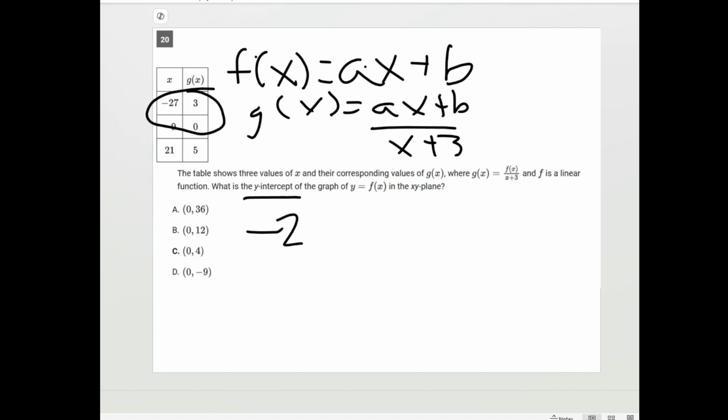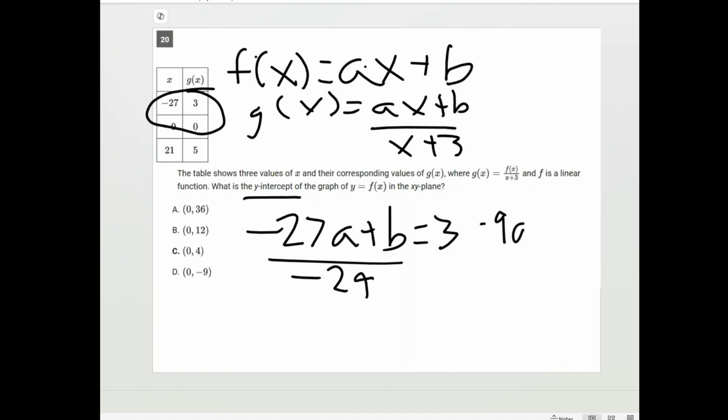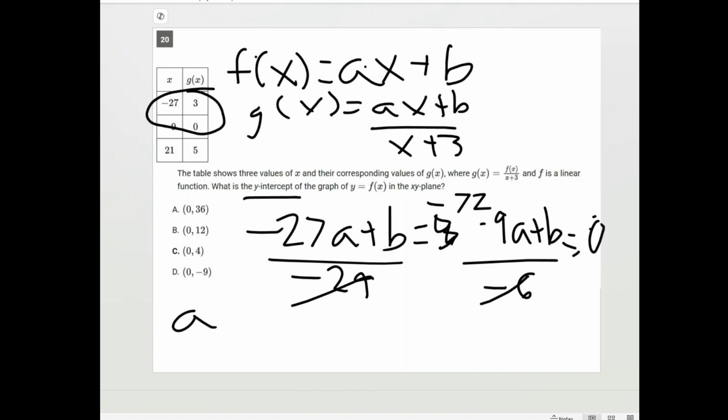So we have 27a plus b divided by negative 24 equals 3, and negative 9a plus b divided by negative 6 equals 0. And you can multiply both sides by negative 6 here. You still get 0. Multiply both sides by negative 24, and you get negative 72. Let's plug this into our Desmos graphing calculator and say that a equals x and b equals y.